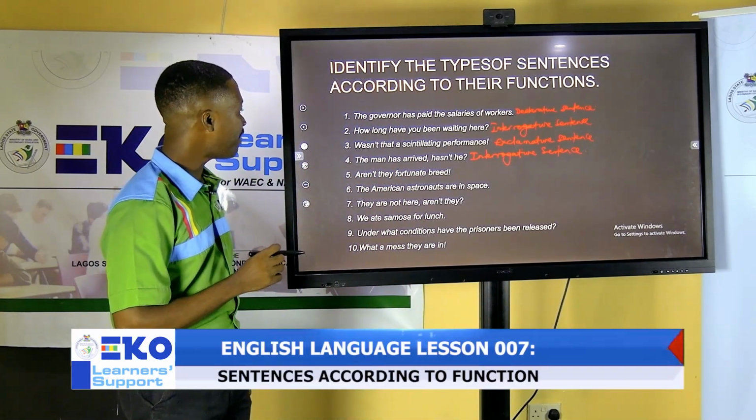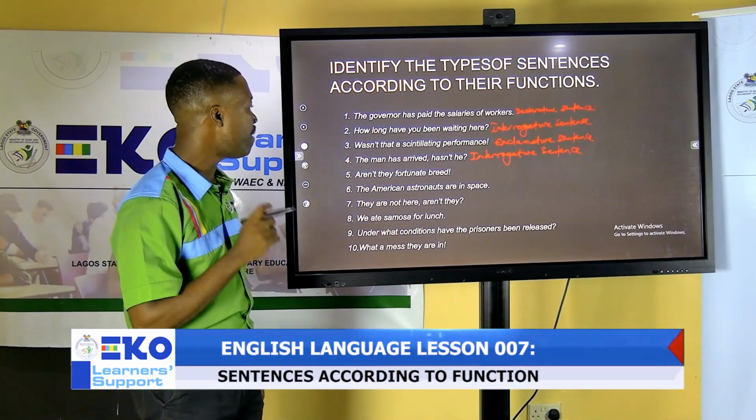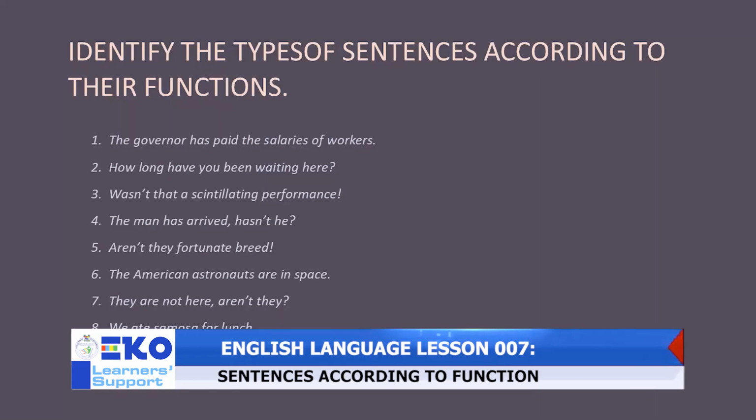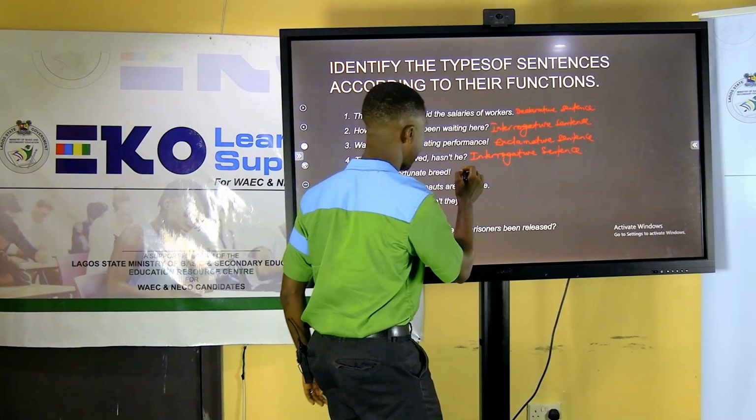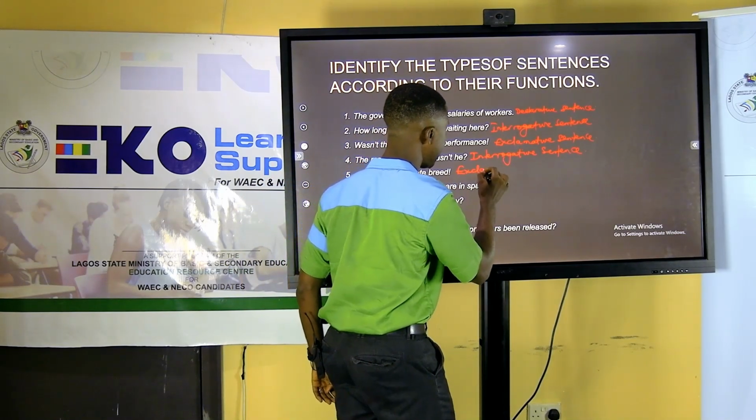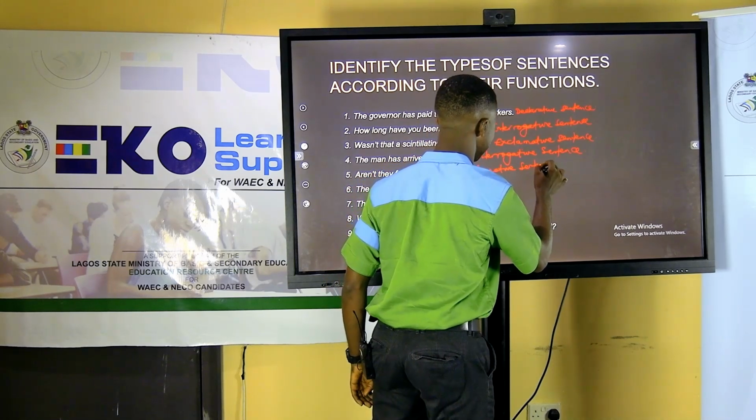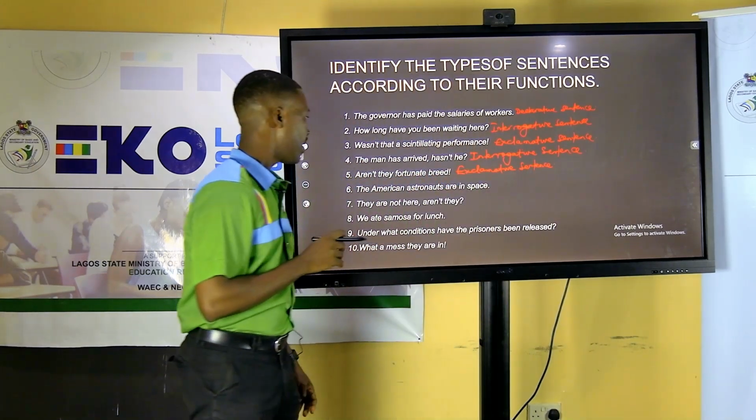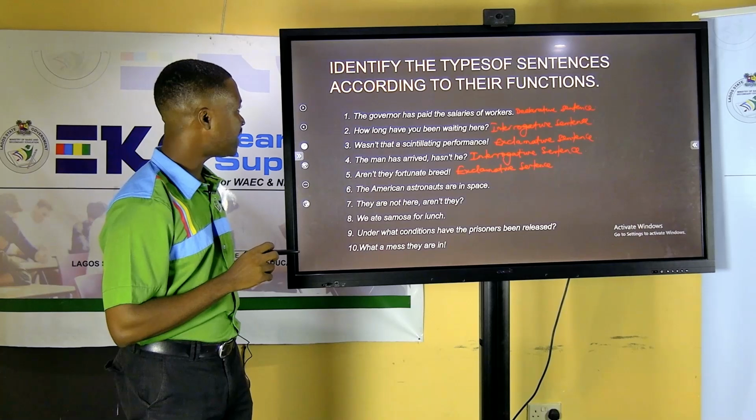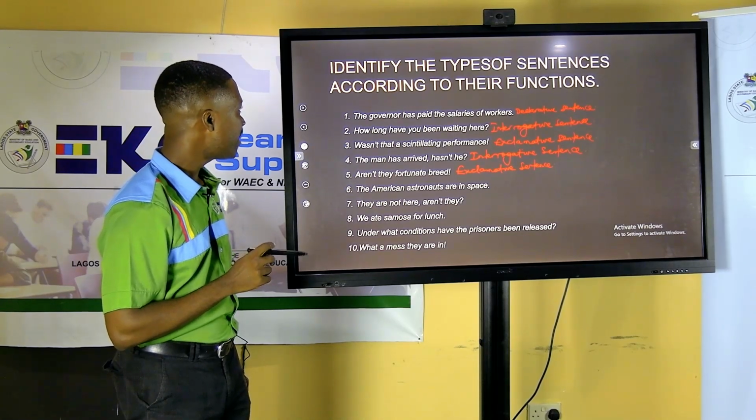Question number 5. Aren't they a fortunate breed? What type of question is that? Wow, yes, it is an exclamative sentence. Okay, let's look at the next set of questions.